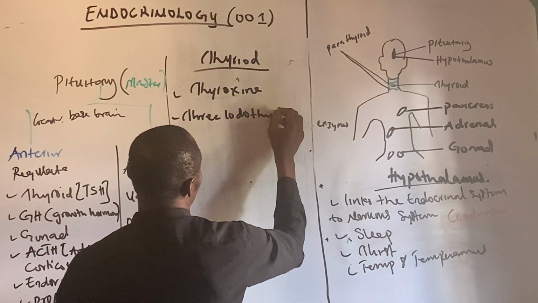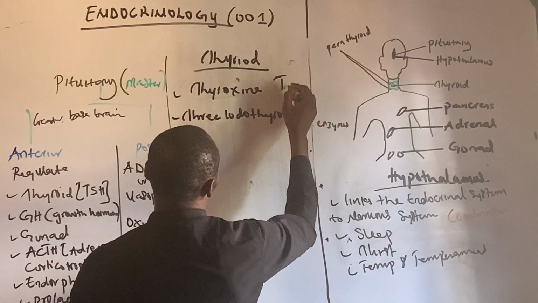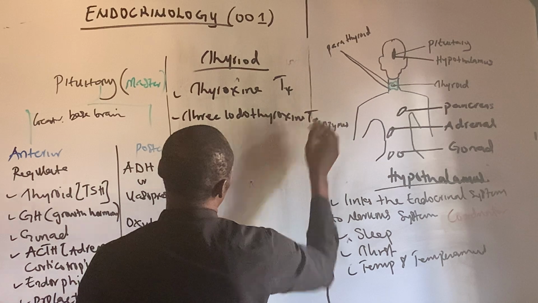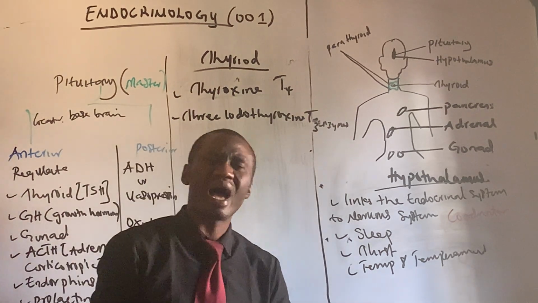And 3-iodothyronine. Now, this is known as T4. This is known as T3. All right, this is known as T4 hormone. That guy is called T3 hormone, 3-iodothyronine.